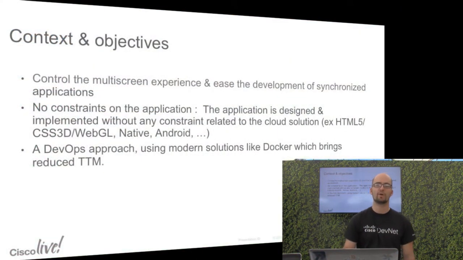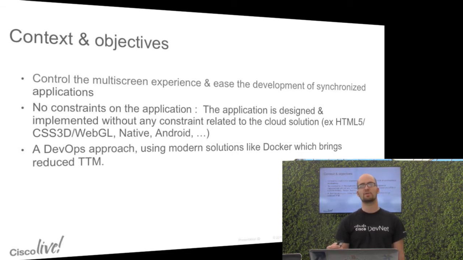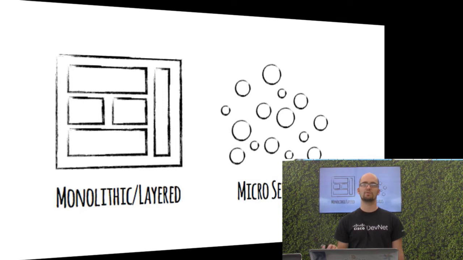So we've built a framework in order to use the multi-screen experience and development for synchronized applications. We did not put any constraints on the application side, so it can be a native application or HTML5. And we did implement a DevOps approach in order to deliver faster with still the highest quality possible. And we are using Docker because this is really useful from the development side in order to easily get the end-to-end environment running everywhere.